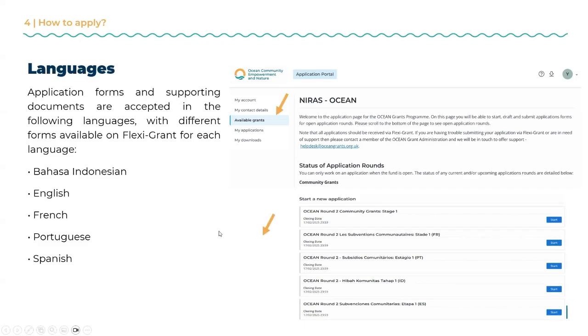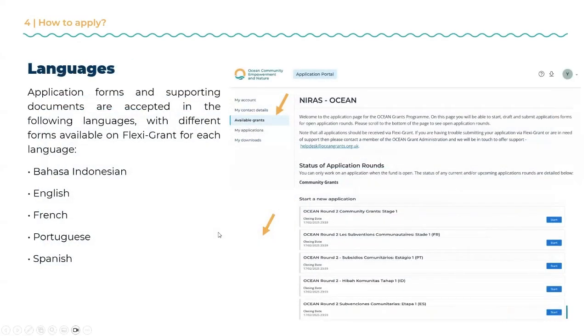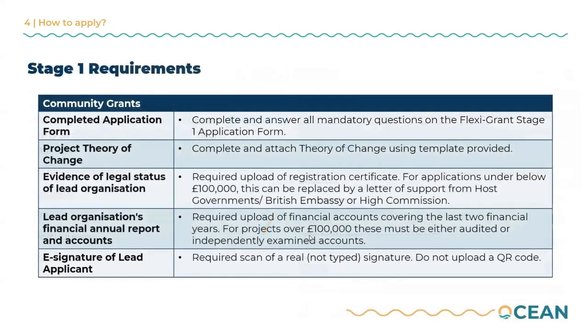Once you start an application, you can save your progress, and then when you return to FlexiGrant, any applications you have started will be available in the My Applications tab just on the left of the FlexiGrant screen.